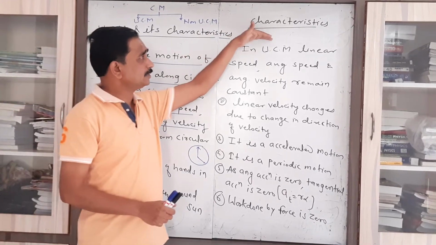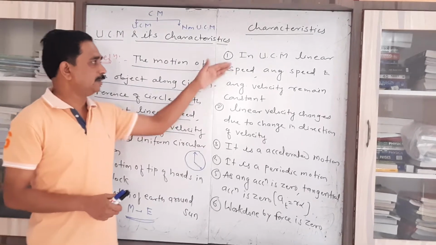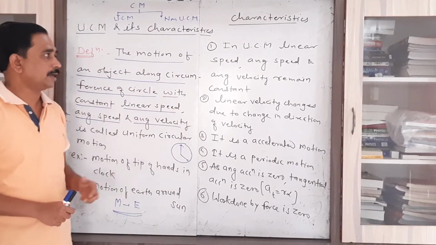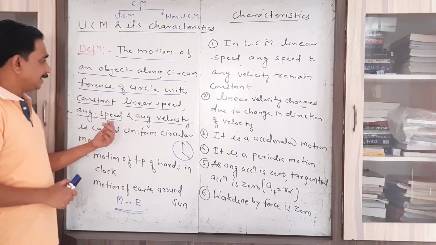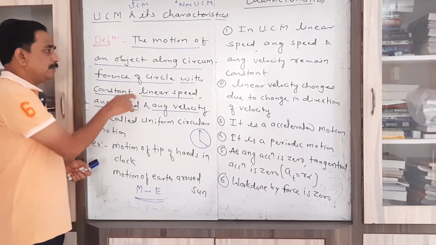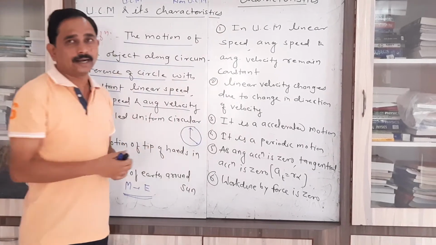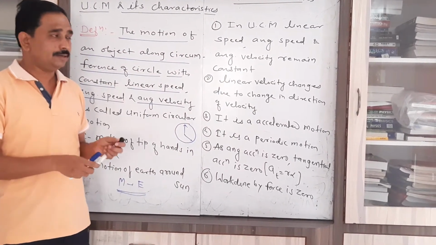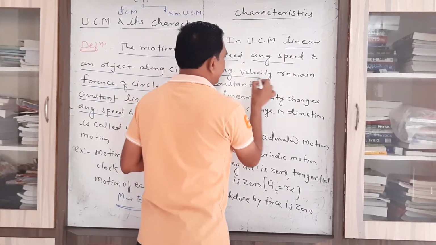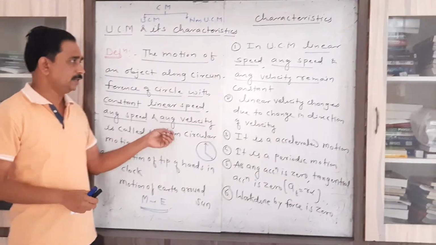Now, we have to consider the characteristics of uniform circular motion. These are the points on which you get objective or short answer questions. As the definition itself indicates, in uniform circular motion the speed remains constant, that is the first characteristic, you can easily write it. So in uniform circular motion, linear speed, angular speed and angular velocity remain constant. That is the first characteristic, you can easily remember.